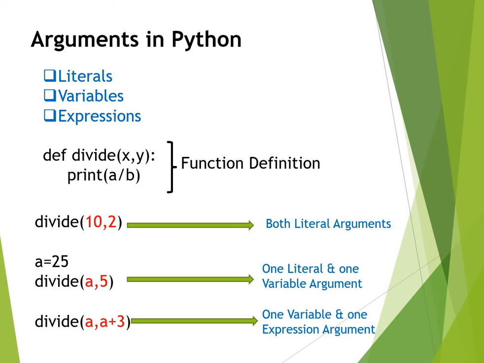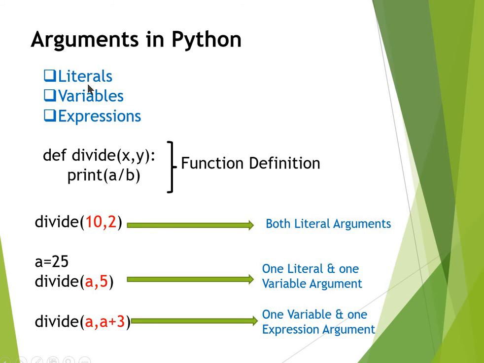Arguments in Python. Arguments are the variables that appear in the function call statement. Arguments in Python can be of three types: literals, variables, or expressions. Look at the example. This is the function definition. The name of the function is divide. Now I'm going to call the function: divide 10, 2. Both the arguments are literals, constants.